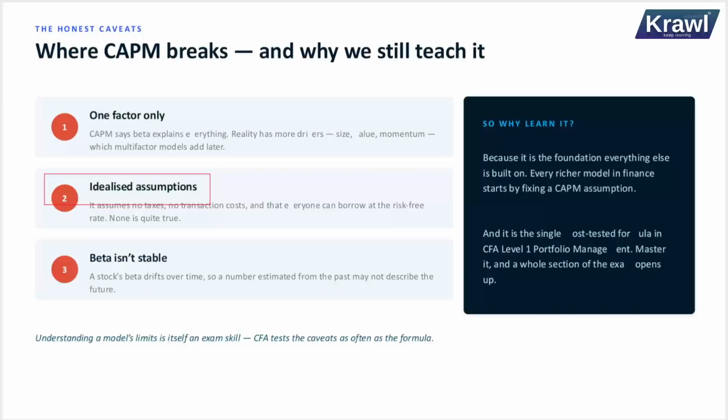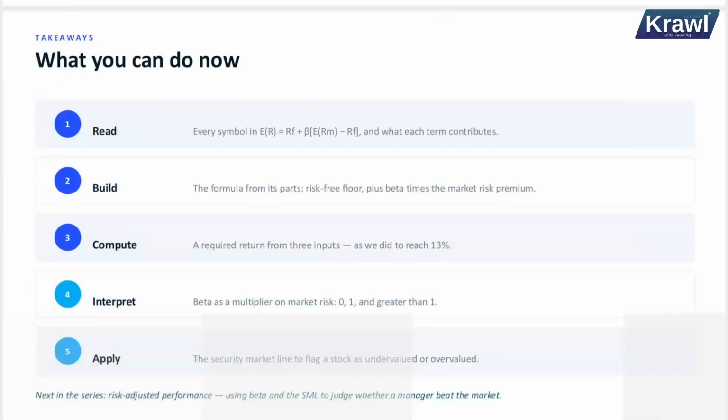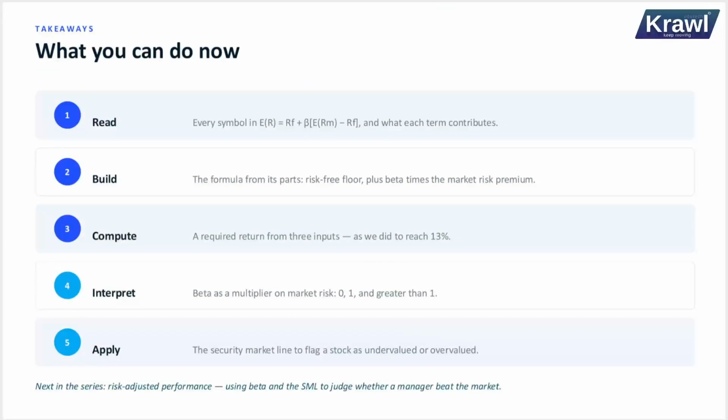Now, we'll summarize the key takeaways. This happens to be the last slide. Let's lock in what you can do now. After this session, you should be able to read the formula, every symbol and what it adds. Can you build it from parts, the floor plus beta times the premium? Can you compute a required return from three inputs, like we did, all the way to 13%? Can you interpret beta 0, 1, and greater than 1?